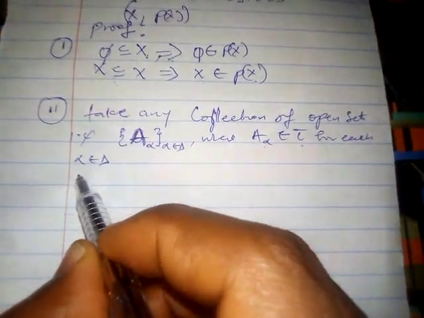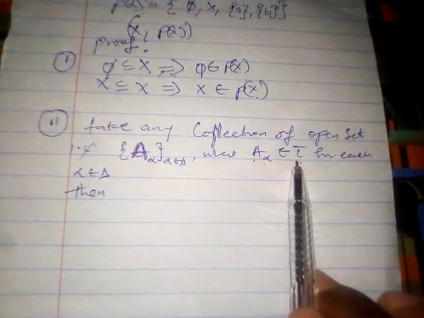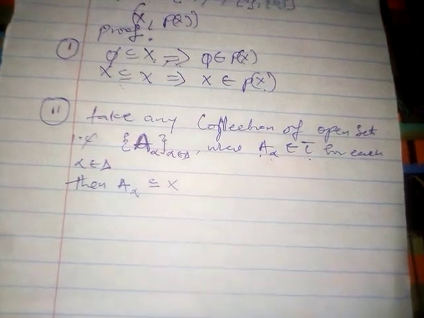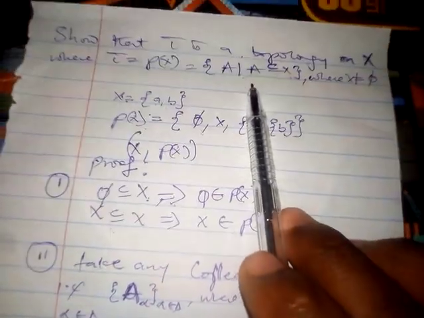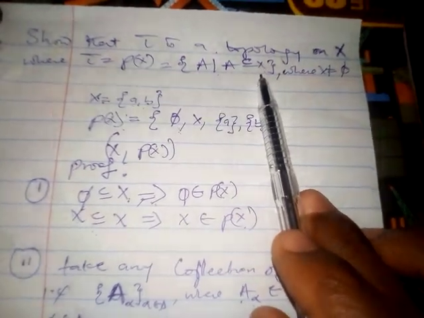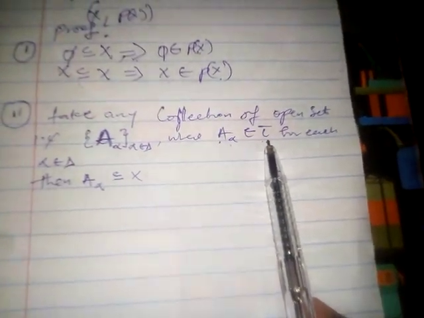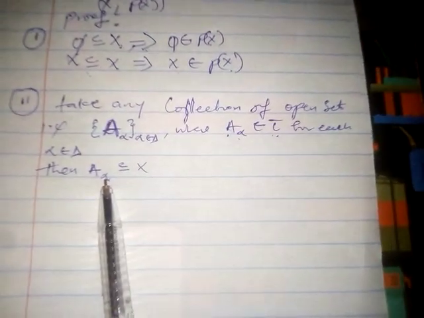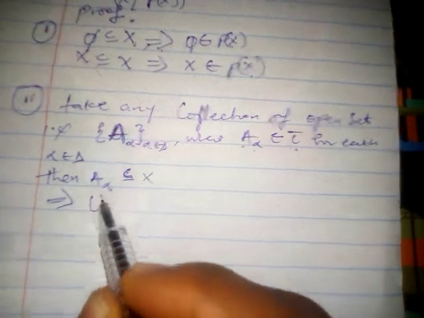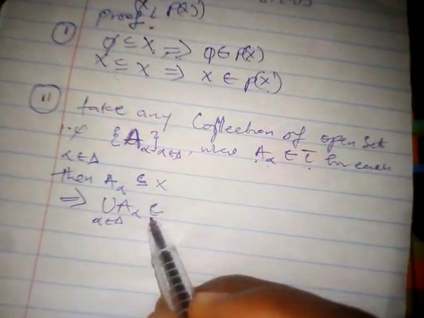Then since A alpha is in the topology, what does this mean? That A alpha is a subset of X. Remember, A is in this topology with the condition that A is a subset of X. So if A alpha is in this topology, then it has the condition that it is a subset of X. And because it's a subset of X, this implies that the union of A alpha as alpha goes over the index set is also a subset of X.